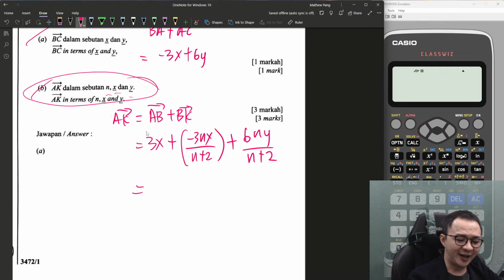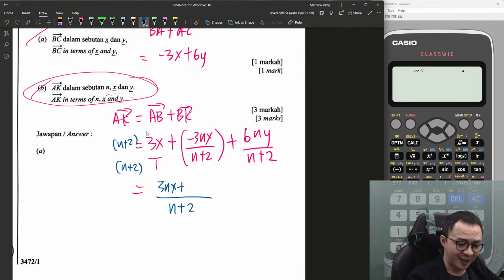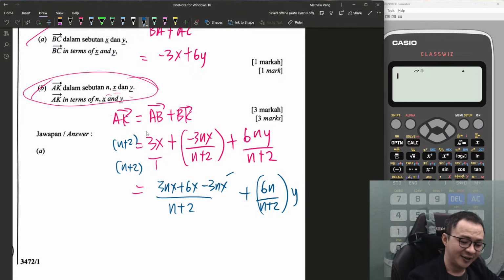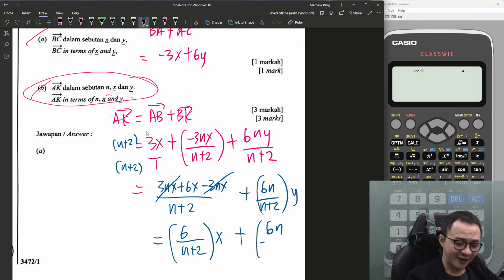Okay, I'm going to solve the x and x, make them same denominator somehow. This is over 1, right? So I have no choice, but I will multiply n plus 2 here. I multiply n plus 2 here. So I make them n plus 2 lah. So top will be 3nx plus 6x minus 3nx plus 6n over n plus 2. I prefer write the y outside lah. This one and this one I cut, so I write the x outside lah. 6 over n plus 2 x plus 6n over n plus 2 y. Done.